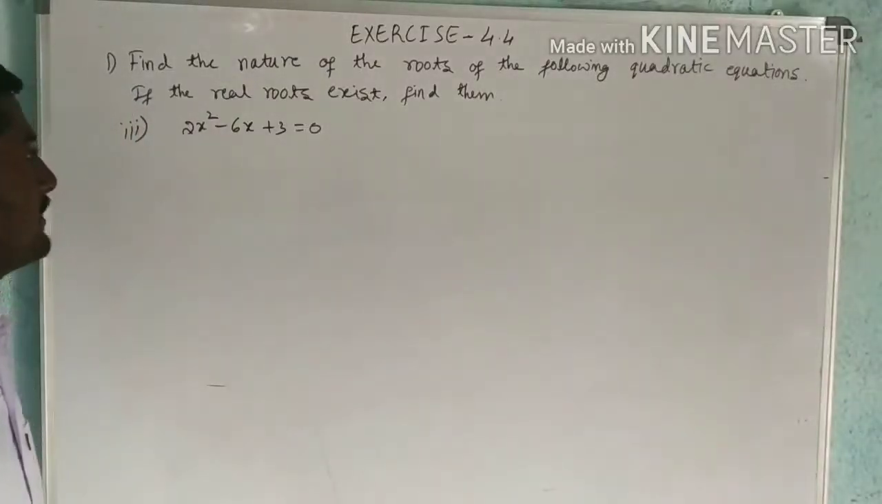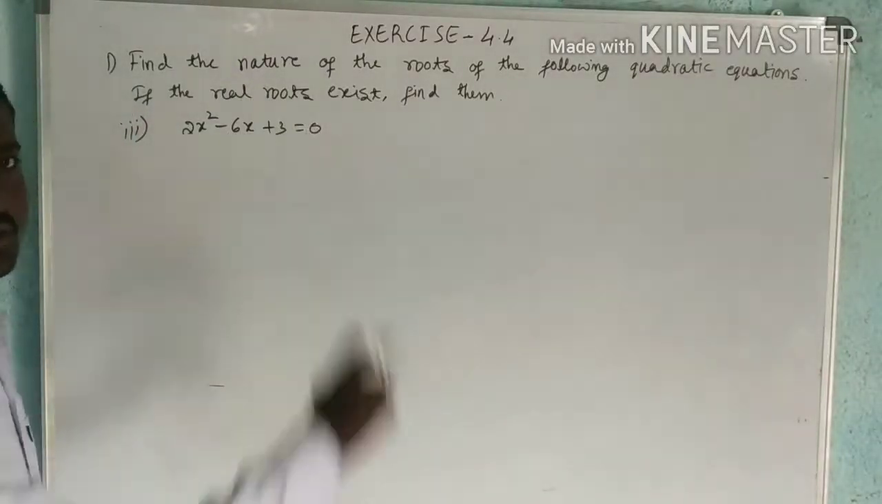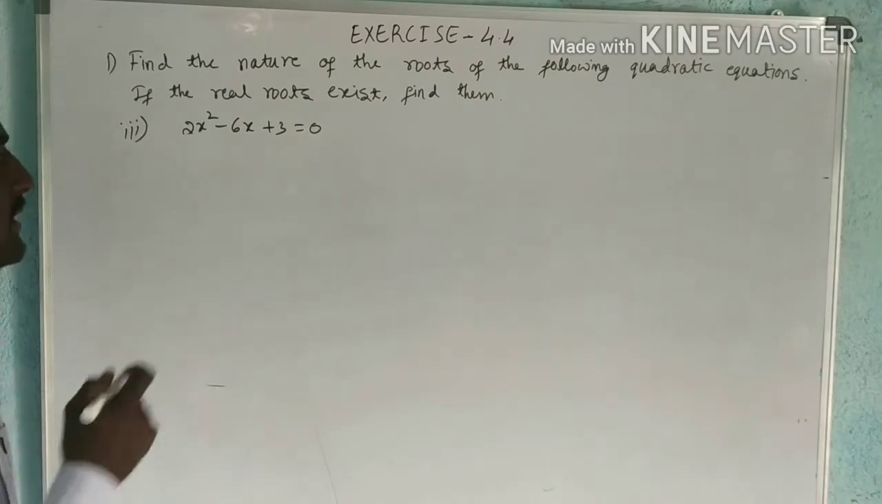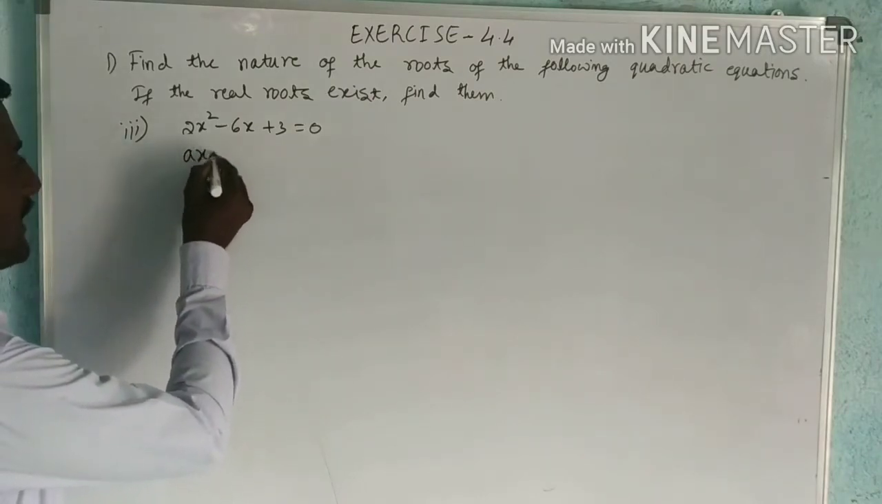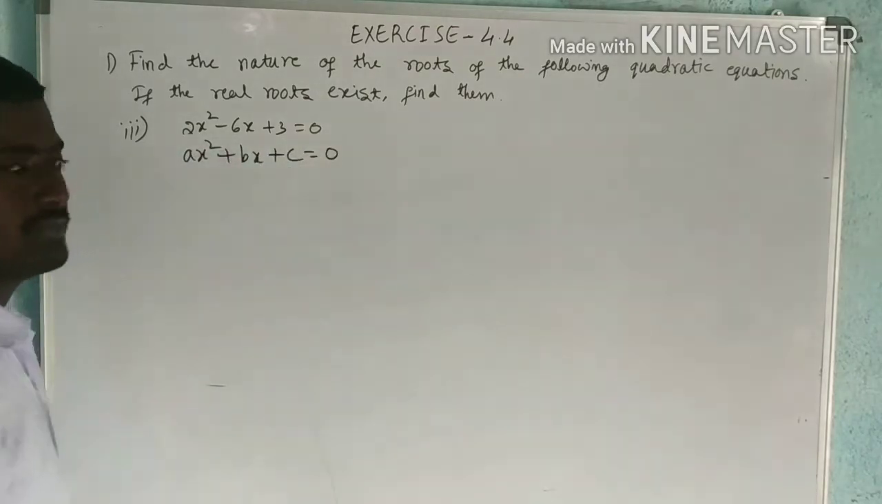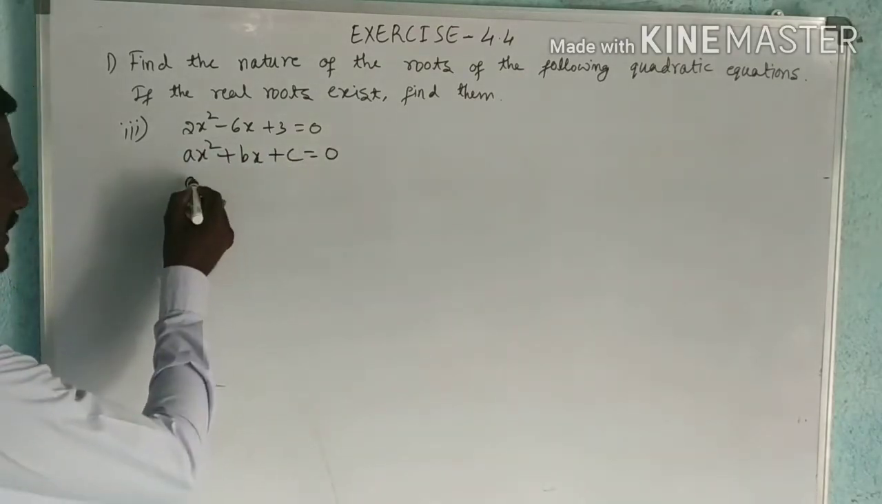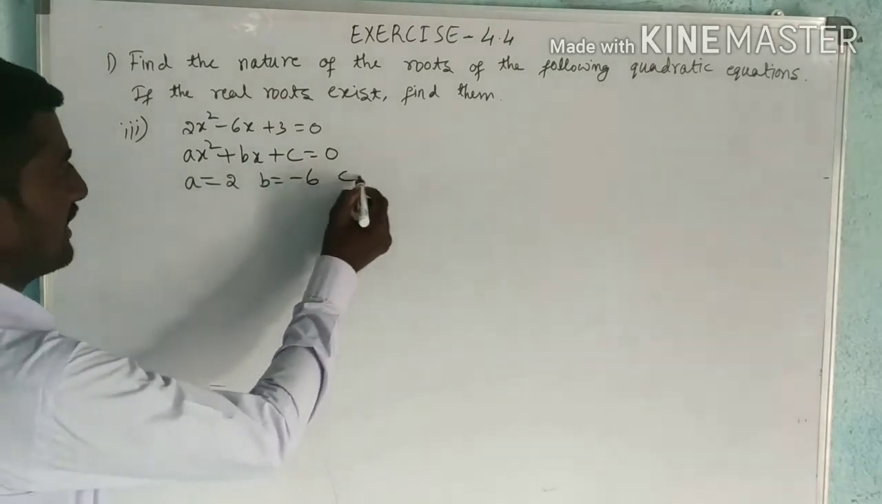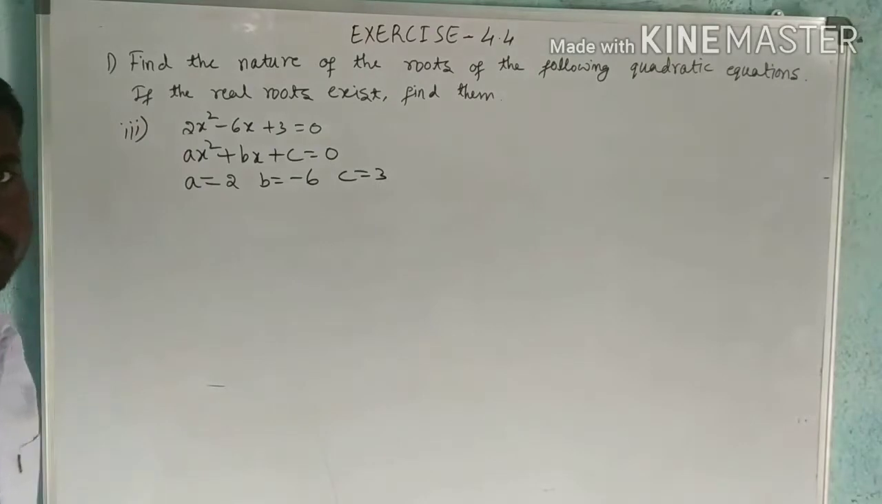Third one, that is 2x² − 6x + 3 = 0. Now we have to find the discriminant first. So this is of the form ax² + bx + c = 0. Let us write the coefficients: a = 2, b = −6 and c = 3.